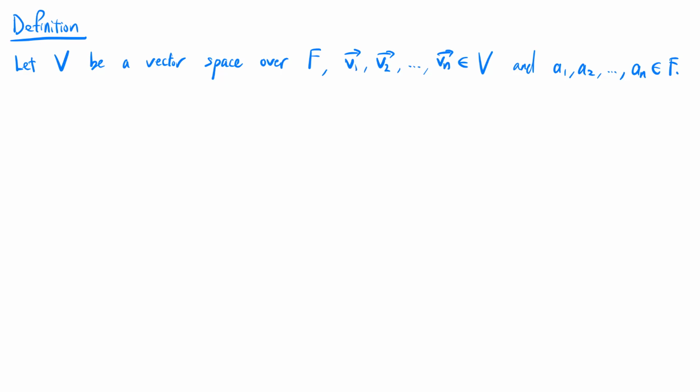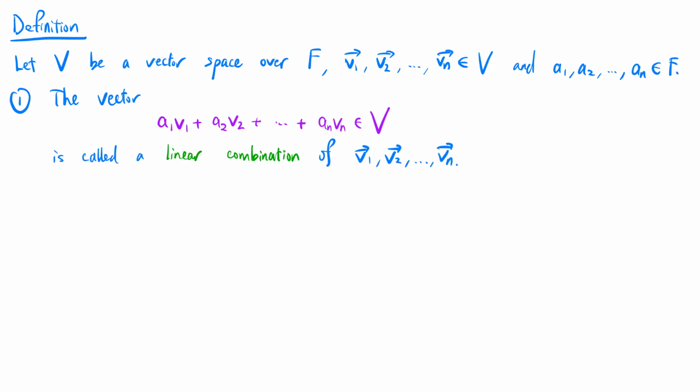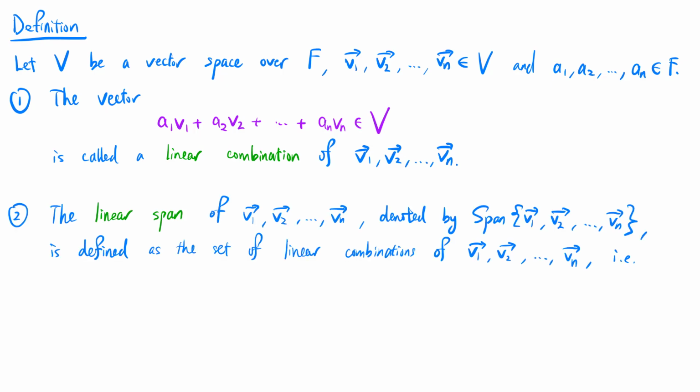Let V be a vector space over F. Let V1, V2 up to Vn be vectors in V, and A1, A2 up to An be scalars in F. The vector A1V1 plus A2V2 plus up to AnVn, which is a vector in V, is called a linear combination of V1, V2 up to Vn. The linear span of V1, V2 up to Vn, denoted by span bracket V1, V2 up to Vn, is defined as the set of linear combinations of V1, V2 up to Vn.